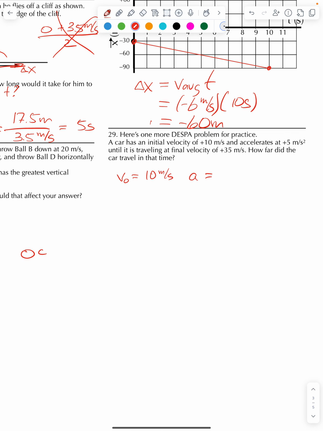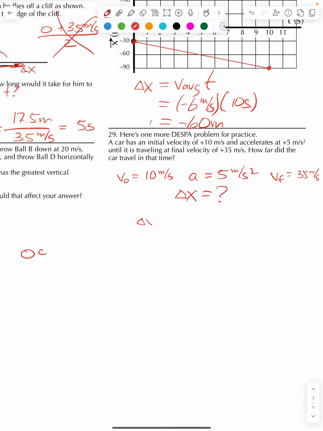The A is positive 5 meters per second squared. I'm going to also do this one two ways, I think. And the V final is equal to 35 meters per second. And what am I looking for? How far? So that always means, in physics, delta x. So let's do it the long way, and then again, we'll look for an equation that we can use to solve this. So again, let's say we're stuck here and we're looking for delta x.